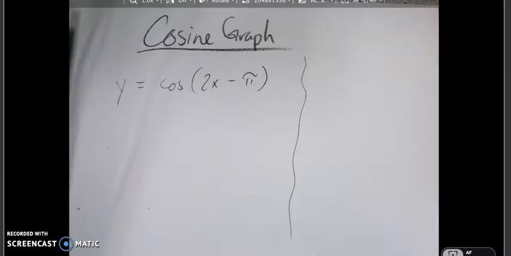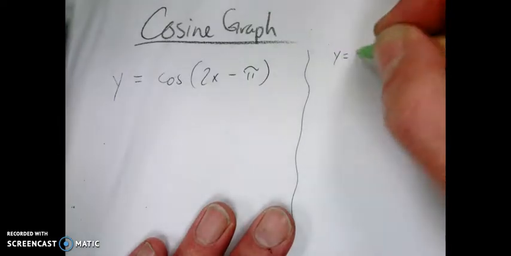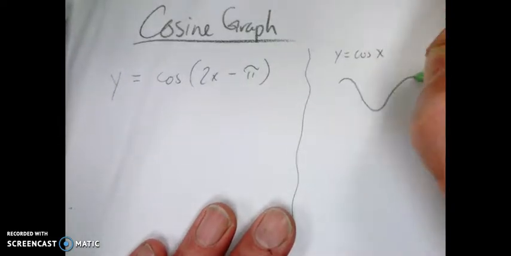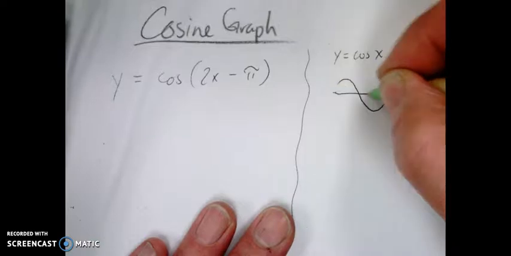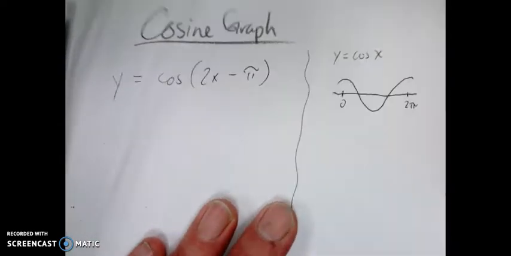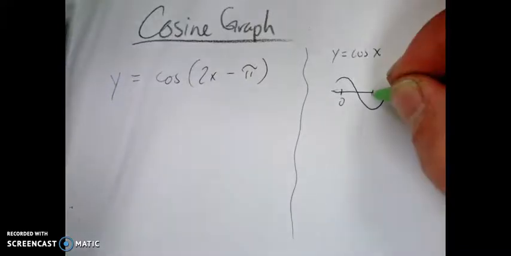Here's our cosine graph that we're going to do. On the side here, though, we'll just put our parent function, regular cosine of x. And again, this starts high and ends high. It does that from 0 to 2 pi. That's the critical part. Okay? The midline of that is pi.